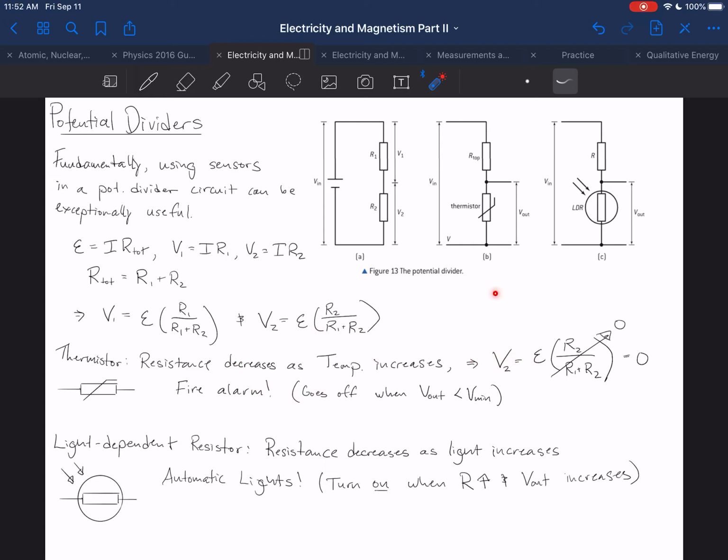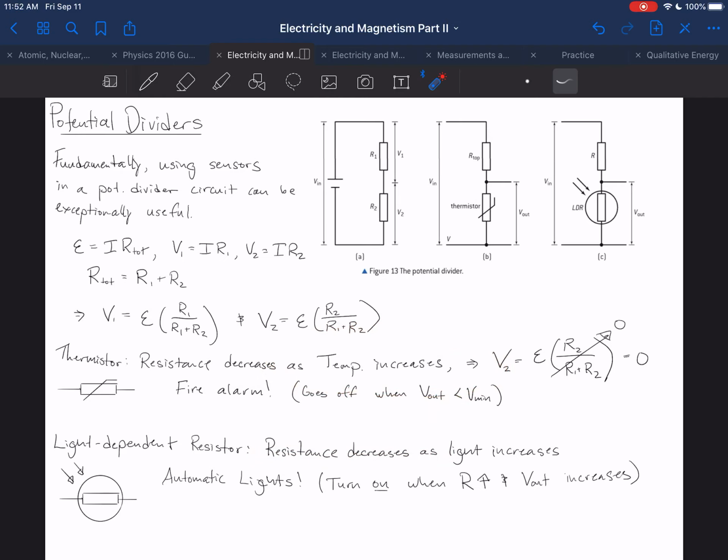Likewise, we can use these guys. This is known as a light-dependent resistor, or LDR. And for a light-dependent resistor, the resistance decreases as the light increases. So as light falls on this light-dependent resistor, that light releases additional charge carriers, and that reduces the resistance. So same kind of explanation as the thermistor.